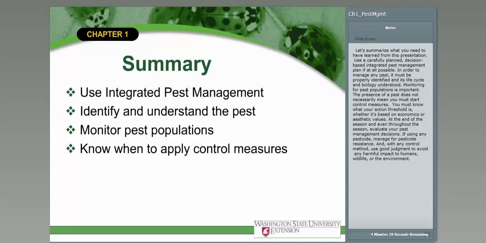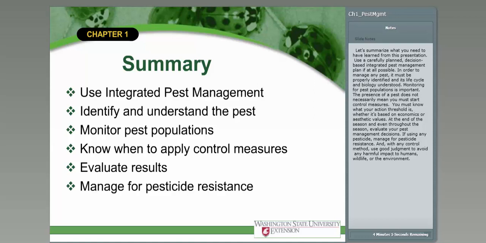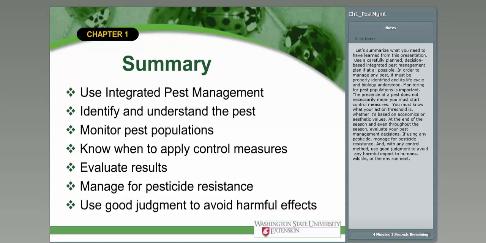At the end of the season and even throughout the season, evaluate your pest management decisions. If using any pesticide, manage for pesticide resistance. And with any control method, use good judgment to avoid any harmful impact to humans, wildlife, or the environment.